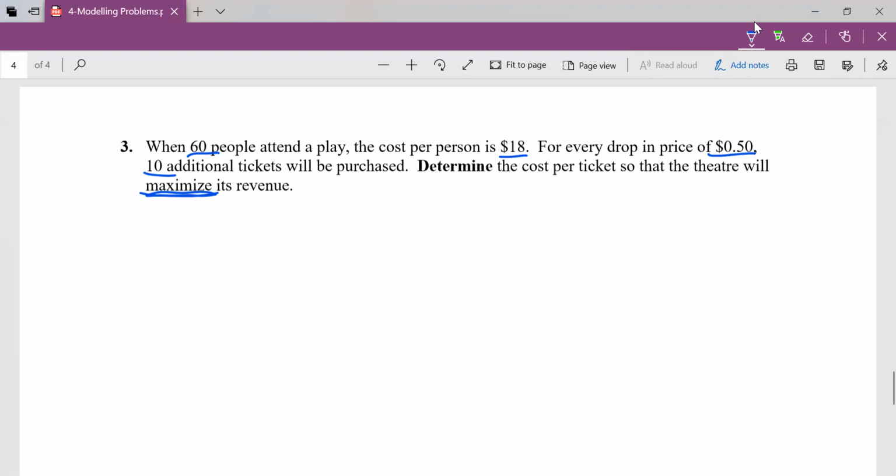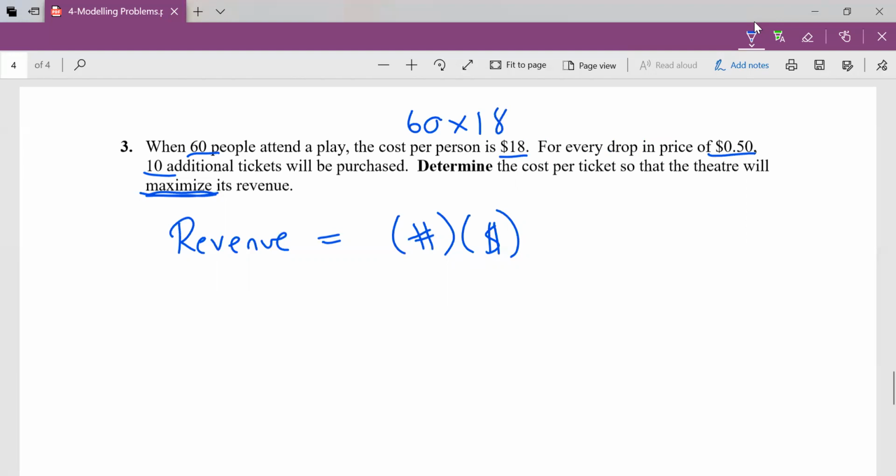Maximize, vertex form. Okay, well, first off, how the heck do we even come up with revenue? Well, revenue is simply this. Revenue is how many of something I sell, so number, times what I sell it for, dollar. So originally, the revenue of this company was 60 tickets times $18 a ticket, whatever that is, like 1,080 or something. So what is their new revenue formula?